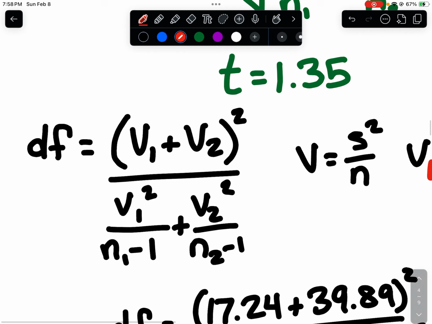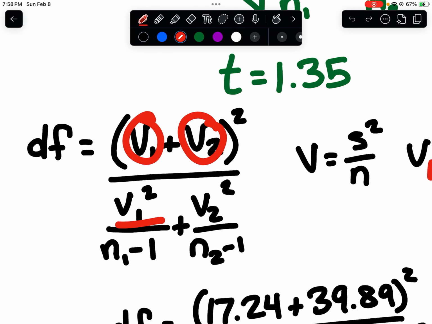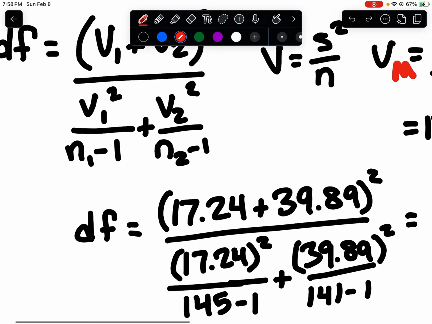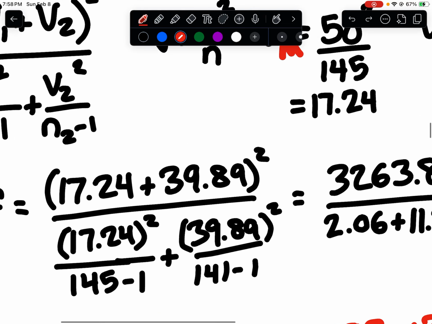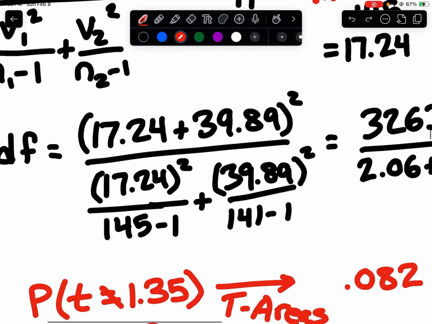And I'm going to take those and we're going to plug them in not only up here and here, but we'll also plug them in down here and down here. And again, N1, N2 are just sample sizes, so we already know those pieces. So the degrees of freedom is going to be that 17.24 plus the 39.89 that we just found, those added, squared, over all of that stuff on the bottom there. So just plugging in the V values that we just found, say up here.